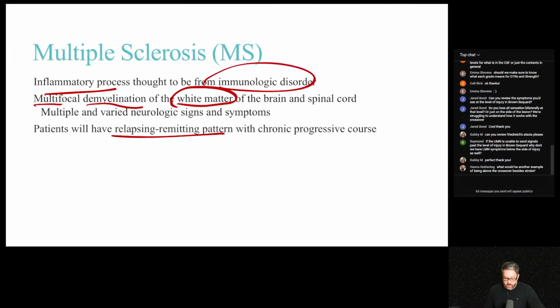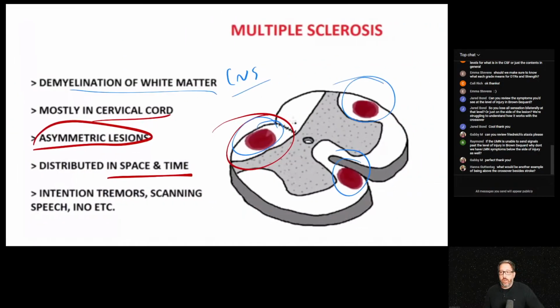No carpal tunnel, the test that you would do. Example of being above the crossover besides a stroke: brain abscess causing compression on one side of the brain versus the other. Anything dealing with the structure of the brain can cause those issues, Hannah.